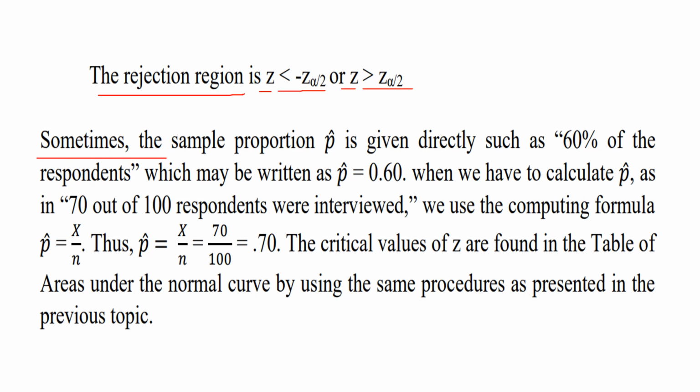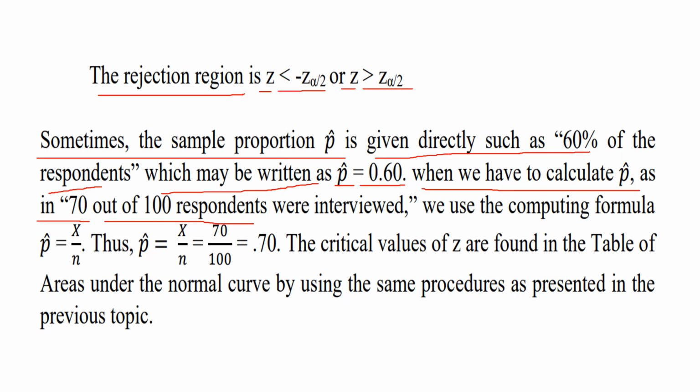Sometimes the sample proportion p hat is given directly, such as 60% of the respondents, which may be written as p hat is equal to 0.60. When we have to calculate p hat, as in 70 out of 100 respondents were interviewed, we use the computing formula. Your p hat is x over n, the number of successes over your sample size. Thus, your p hat is equal to 70 over 100, which is equal to 0.70.